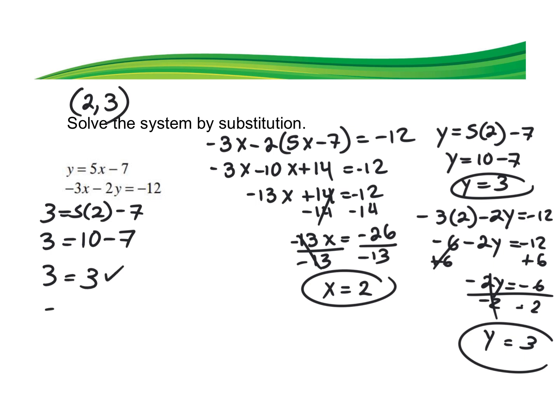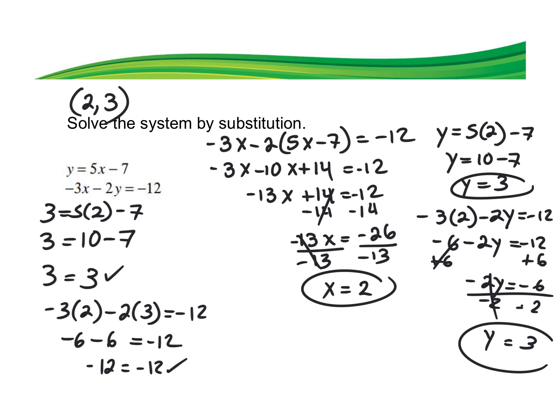Let's plug it into the second. Negative 3 times 2 minus 2 times 3 equals negative 12. So I get negative 6 minus 6 equals negative 12. So I get negative 12 is equal to negative 12. Therefore, I know it works for that second equation. So we know we did the right math, and we got the correct ordered pair.